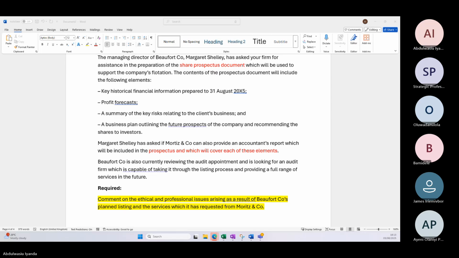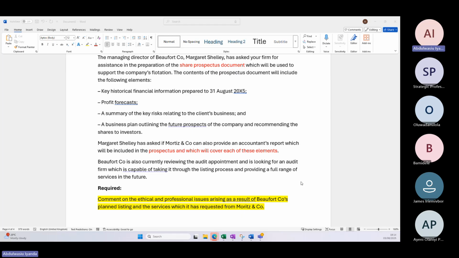So now, these are the problems. These are what the client is asking us to do for them. Mind you, they're about to be listed, and that's very, very key to this. So what we are going to do is very, very key.